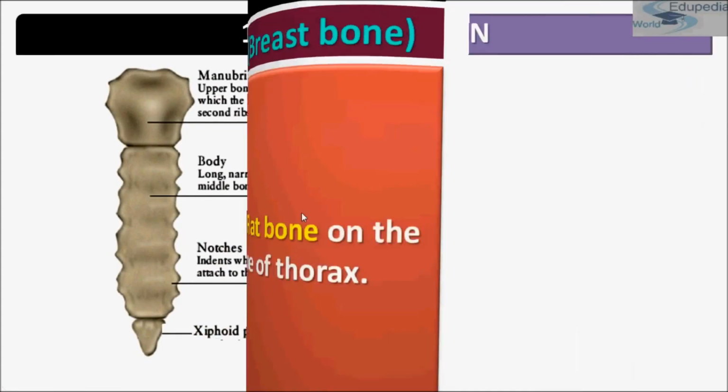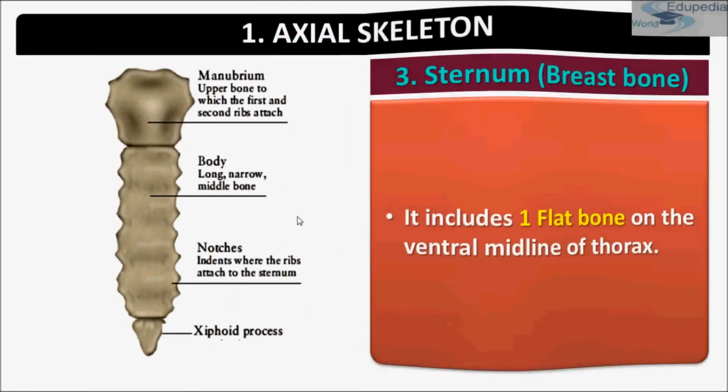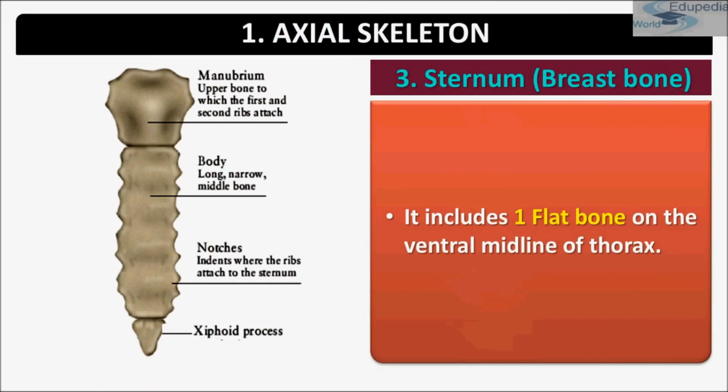So this was all about the vertebral column. Now comes the sternum. Sternum is also known as the breastbone. It consists of one flat bone on the ventral midline of the thorax. As you can see, this is a flat and elongated dagger shaped bone. See, this is the dagger shaped bone, present on the mid ventral side of the thorax.